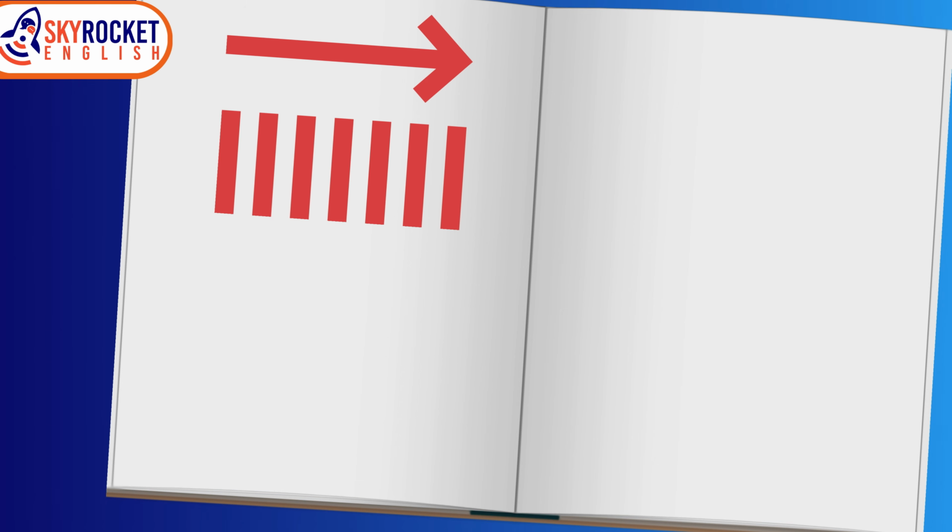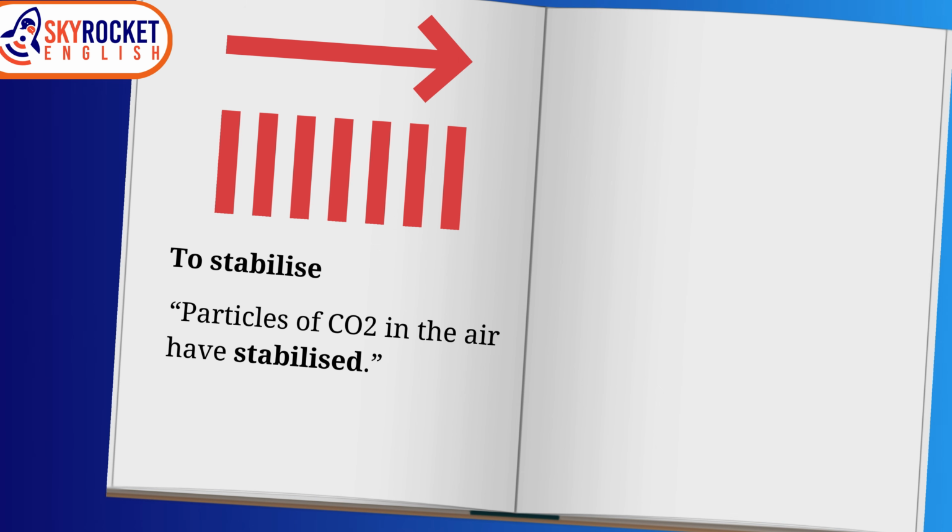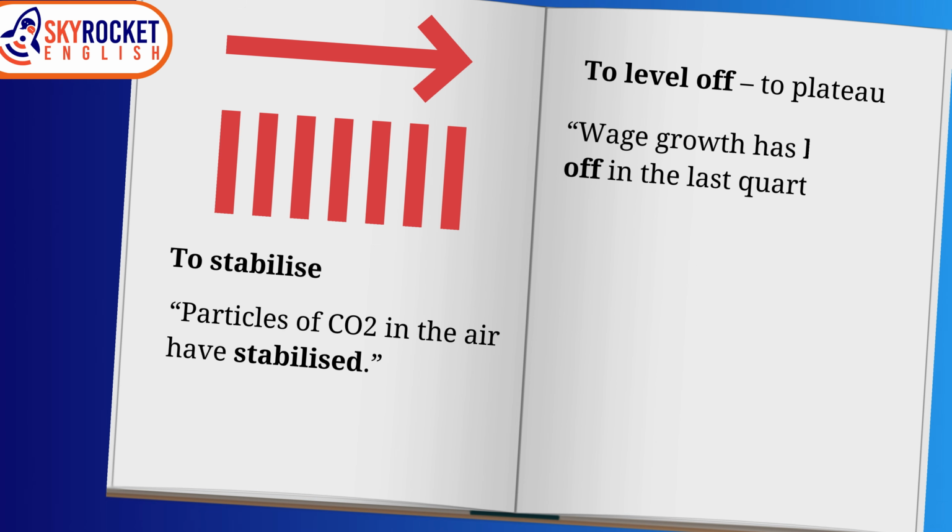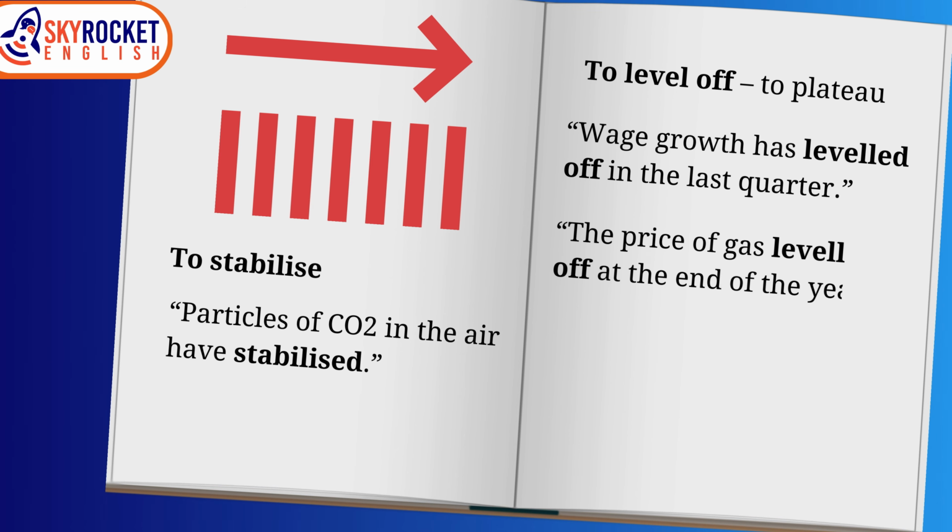If something becomes stable, then the word is to stabilize. For example, particles of CO2 in the air have stabilized. A synonym of to stabilize is the phrasal verb to level off, which means to plateau. For example, wage growth has leveled off in the last quarter, or the price of gas leveled off at the end of the year. To level off does not have a positive or negative meaning. It simply means that after going up or down, the line on a graph has now become flat. To stabilize and to level off.